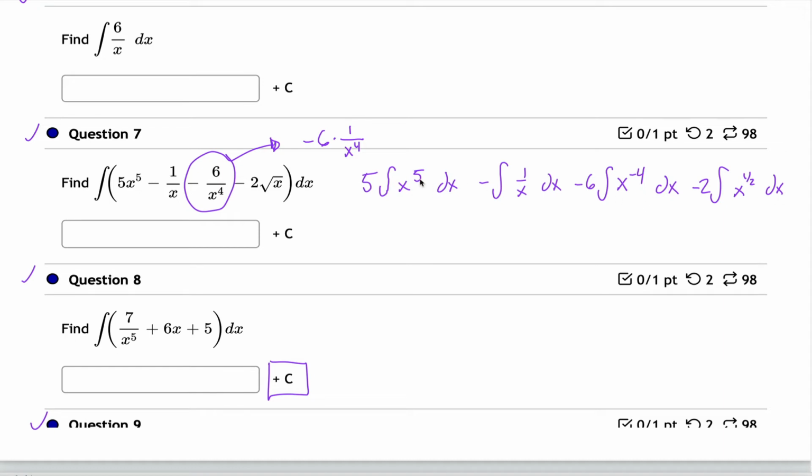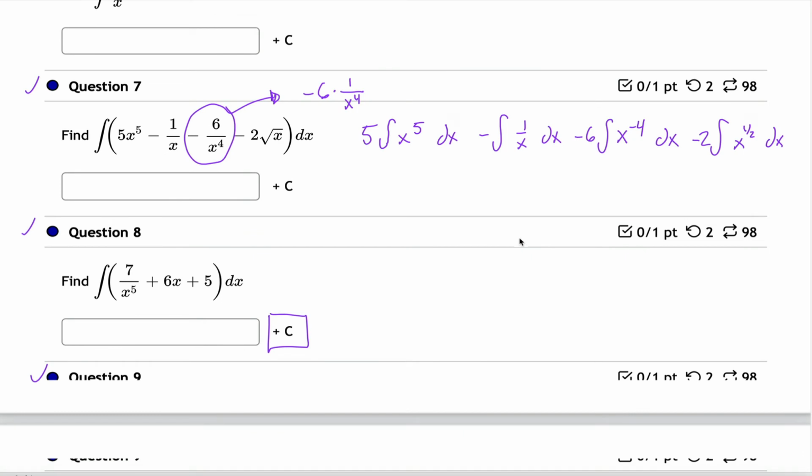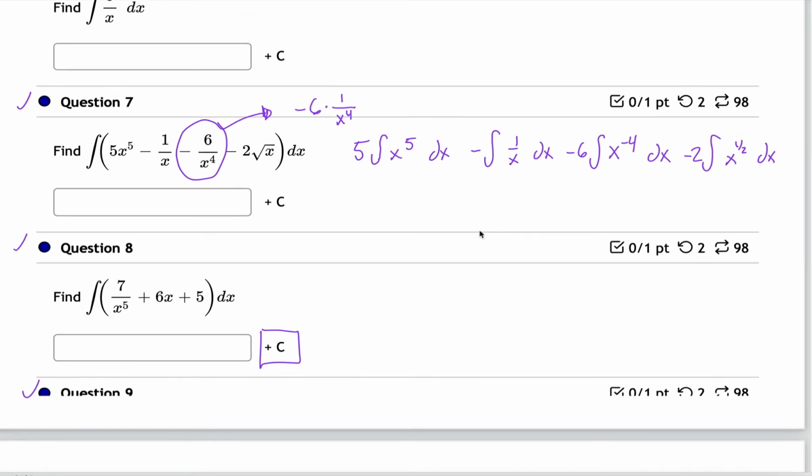I bet if you get this far, you can finish the problem. However, I think I'm going to do it for you, because these videos are short anyways. When I end up editing them, they cut down really short, and I want to help you as much as I can. What we've done is we've changed one hard problem into 4 easier problems, I guess.